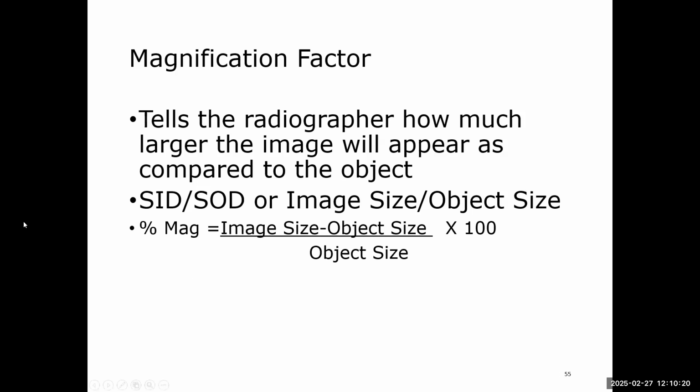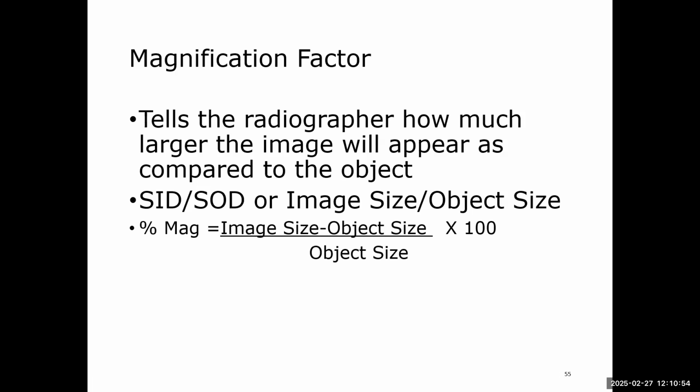You can also calculate percent of magnification. Now, there's 3 different ways to write that formula. This is one way: take your image size minus your object size over your object size, times 100. You could also write it as image size over object size minus object size over object size, times 100. It's the same thing. Or you could say magnification factor minus 1, times 100.